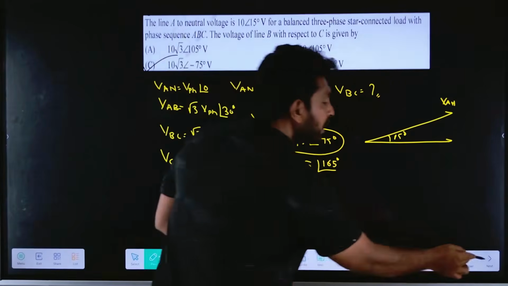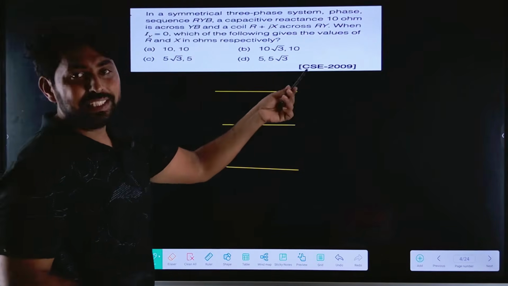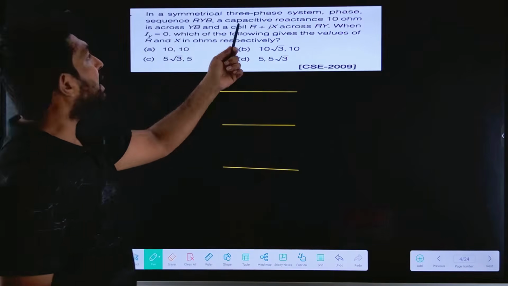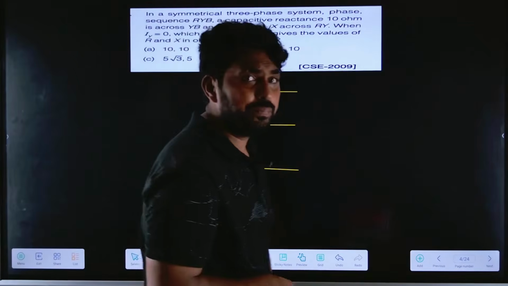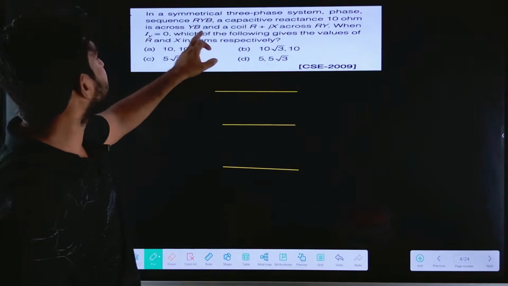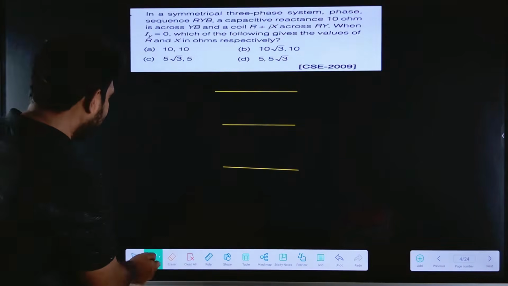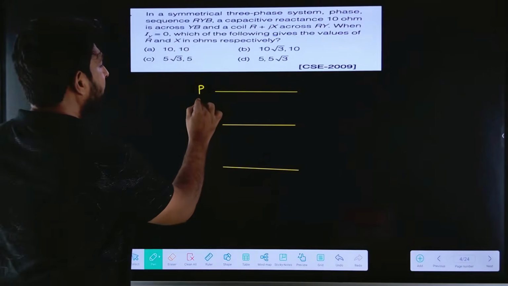Now let us solve the next question. Here it was asked in the civil services. In a symmetrical three-phase system, the phase sequence is given as R Y B. So what have they given? A capacitive reactance of 10 ohms is connected across YB. Now let me mark the phase sequence first. It is R Y B.